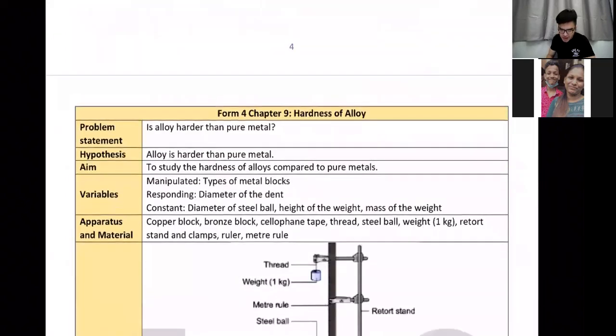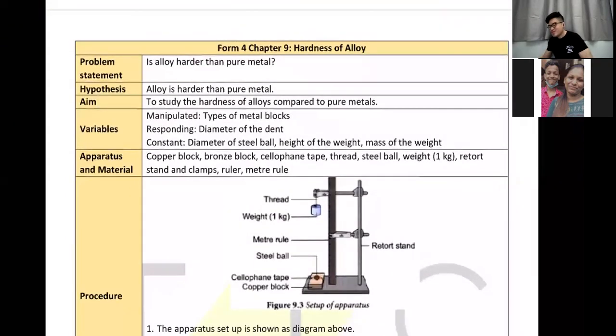Okay, so next one, let's look at alloy. Please kindly put a star here, because I've lost count how many times this has come out. Every year in the final exam, most schools will ask alloy because this is the only experiment you have done. So what is an alloy? As you know, an alloy is a mixture of 2 metals. They are harder. So what are they doing? They are testing the hardness of alloy.